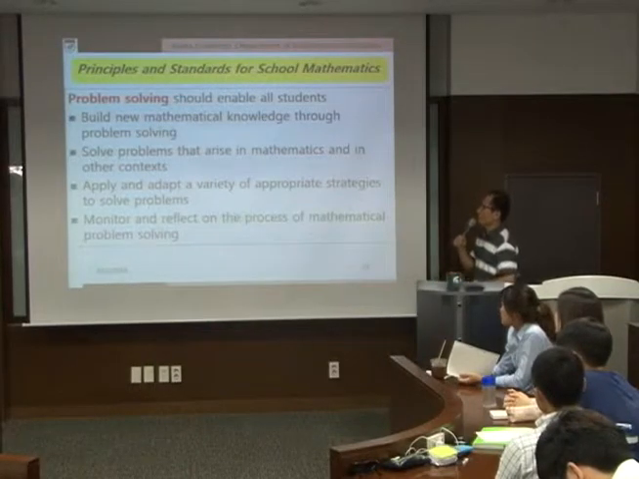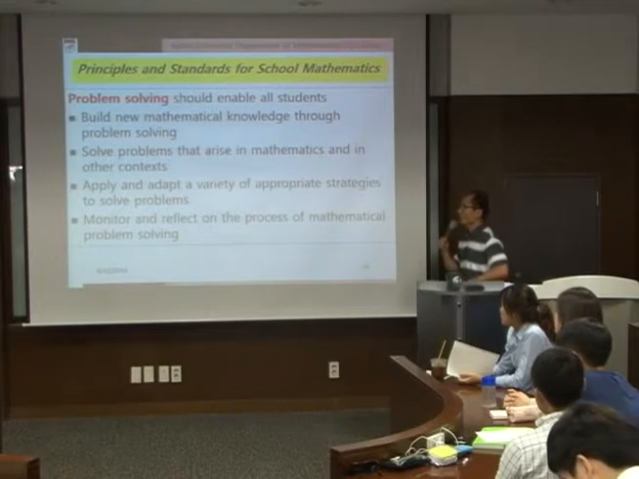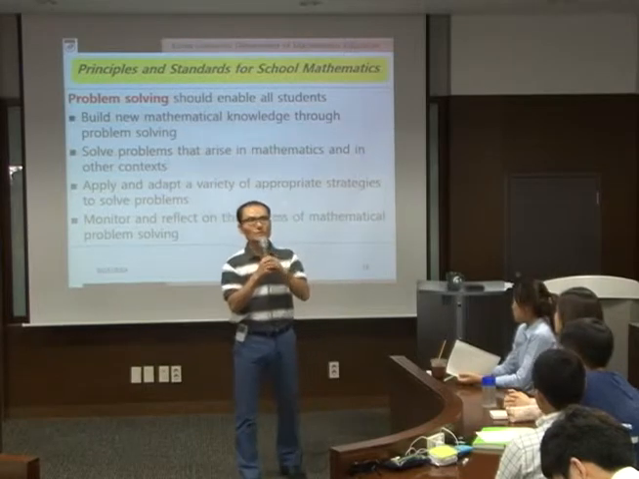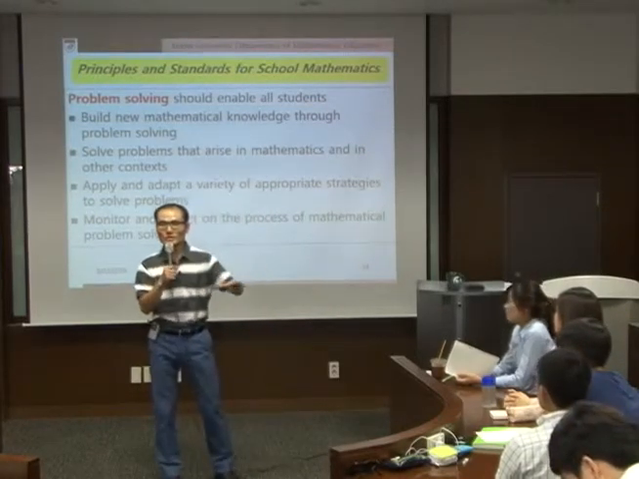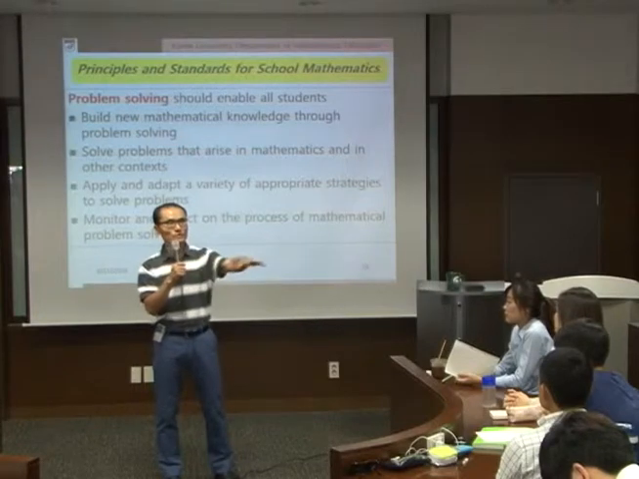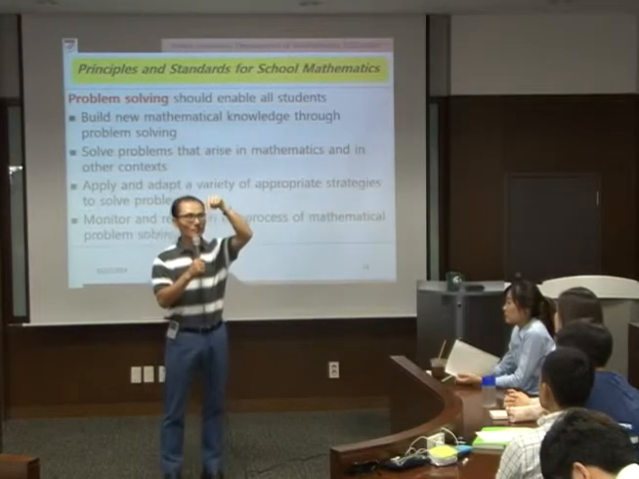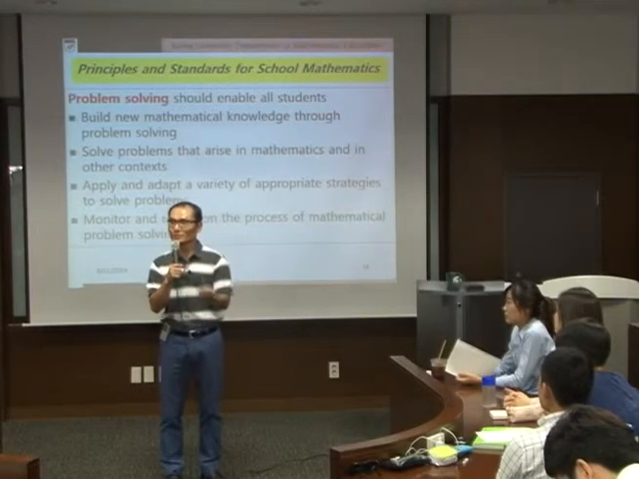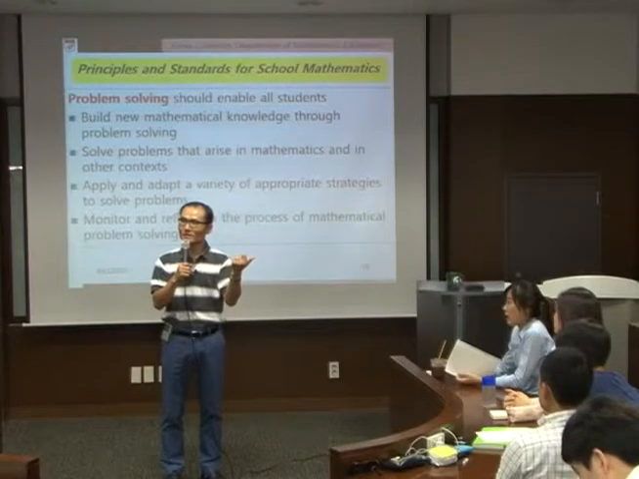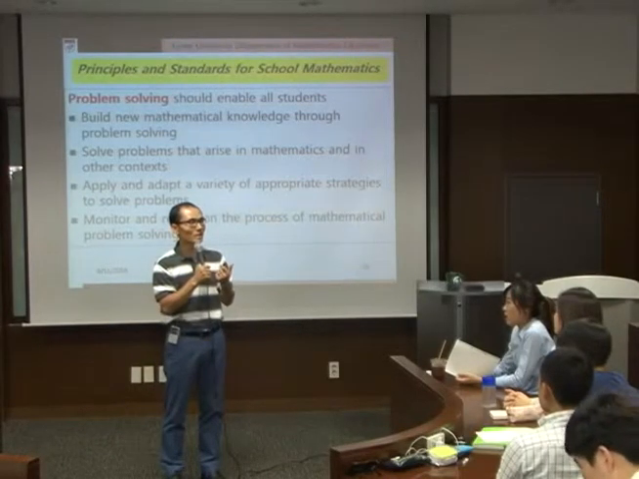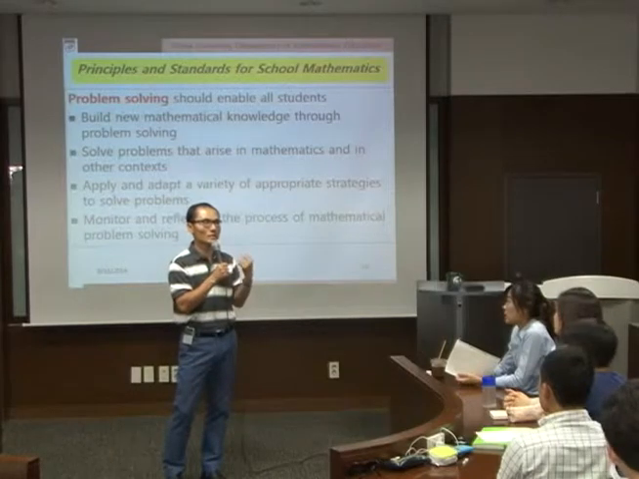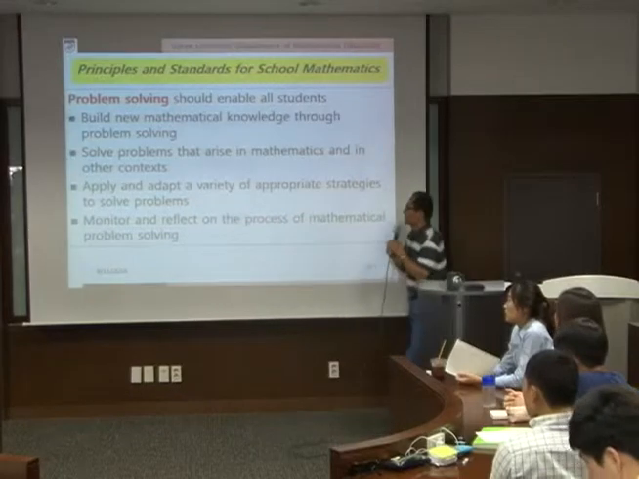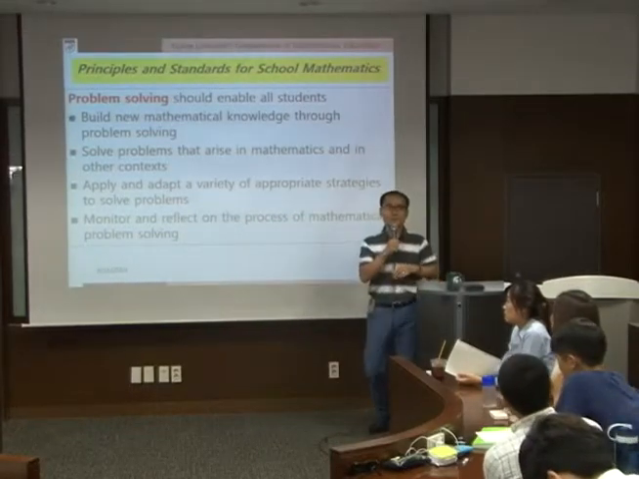Finally, monitor and reflect on the process of mathematical problem solving. In math education, this is called metacognition. In other words, a thinking process is going on in the student's mind, as if looking from the sky: Oh, I'm doing it this way. Oh, I'm doing it wrong. I need to go back. That's a very important process. This is called metacognition or meta rule. Therefore, monitor and reflect on the process of mathematical problem solving.